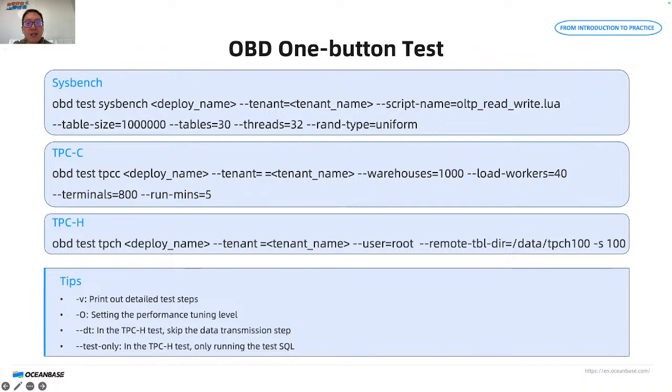In TPCH testing, this parameter specifies the OB server directory and indicates the data scale, consistent with this parameter in TPCC.